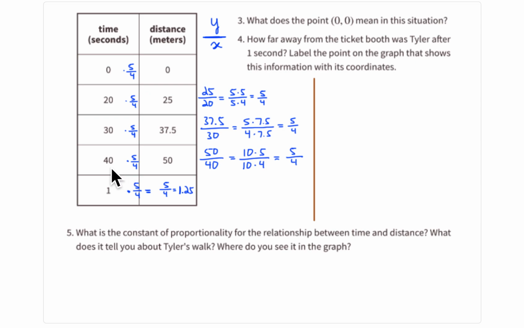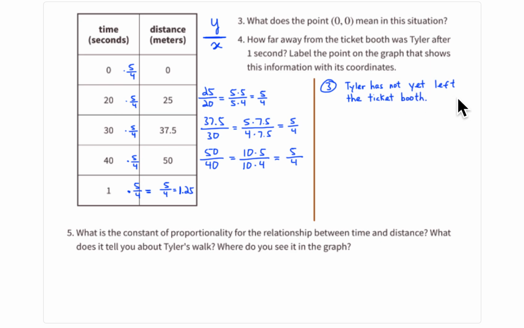50 meters in 40 seconds. 50 meters per 40 seconds is 5/4 of a meter per second, or 5 meters per 4 seconds. And finally, the last one is 5/4. If you change that to a decimal value, it's 1 1/4, or 1 25/100 meters per second. So it's 5/4 meters per 1 second.